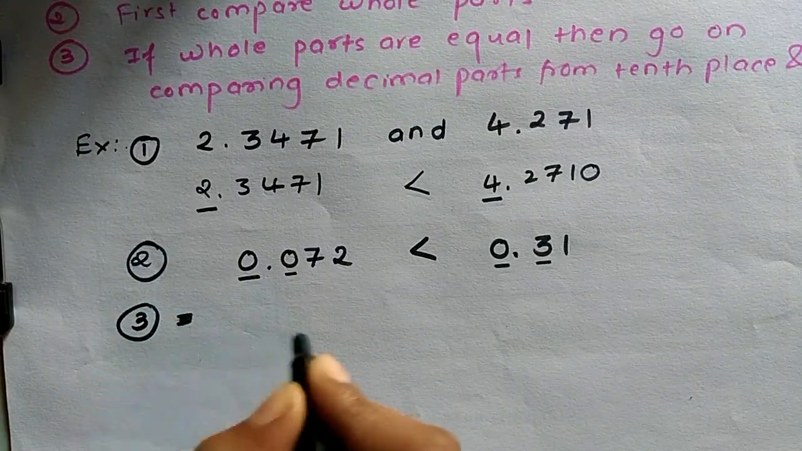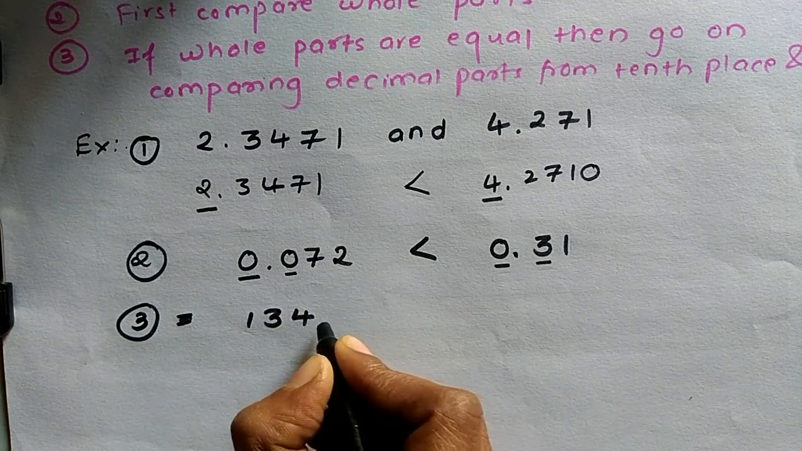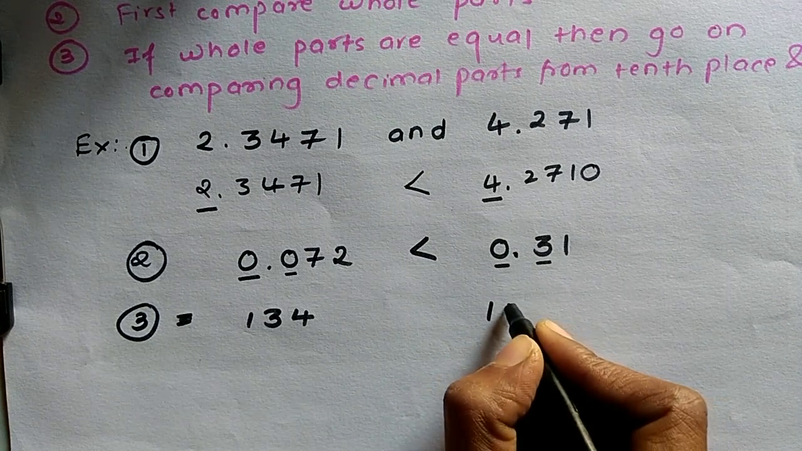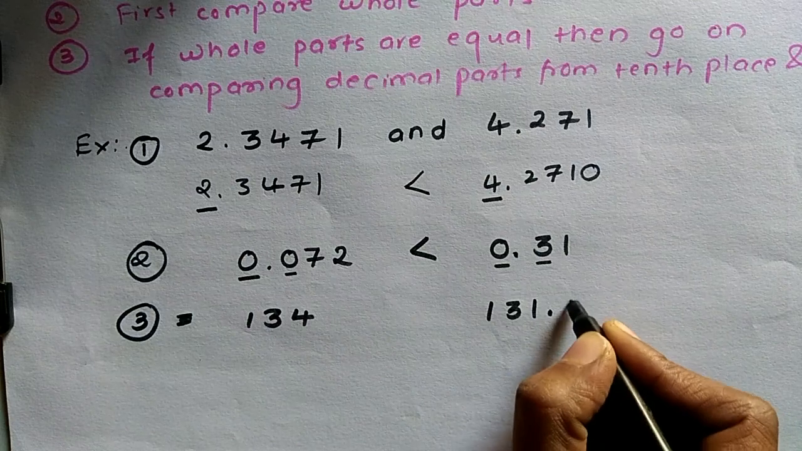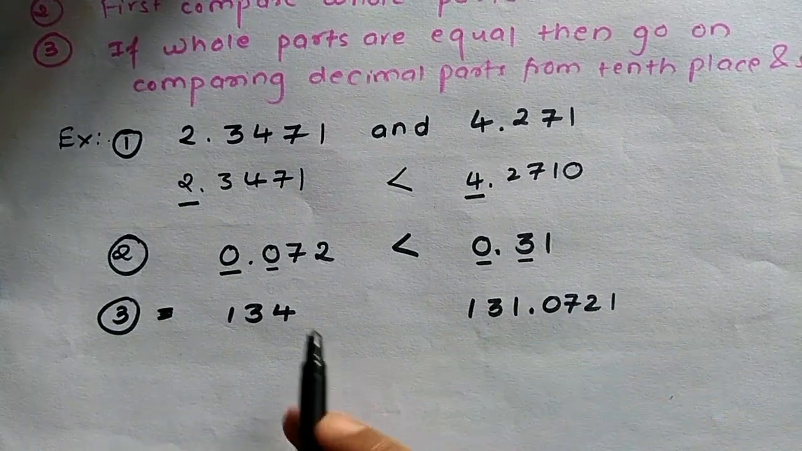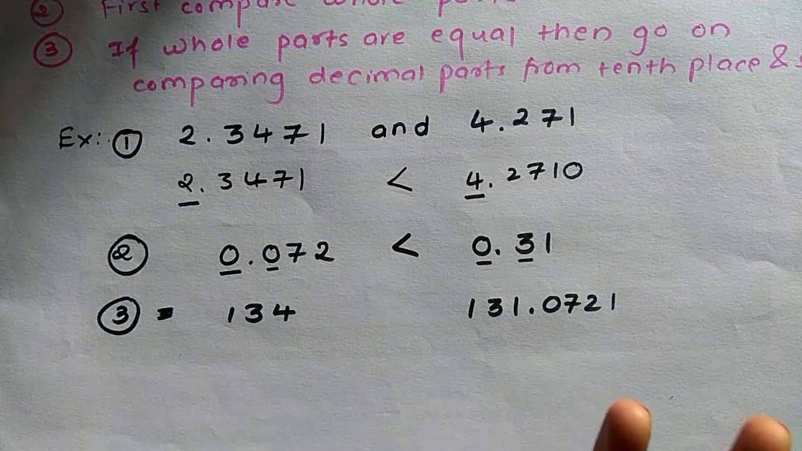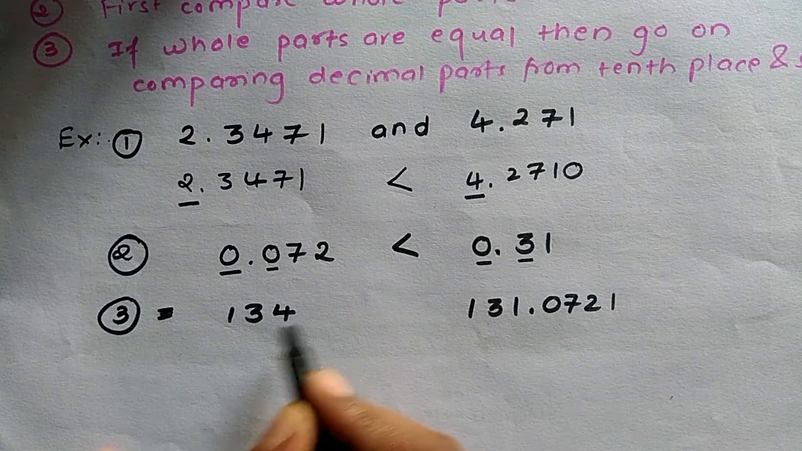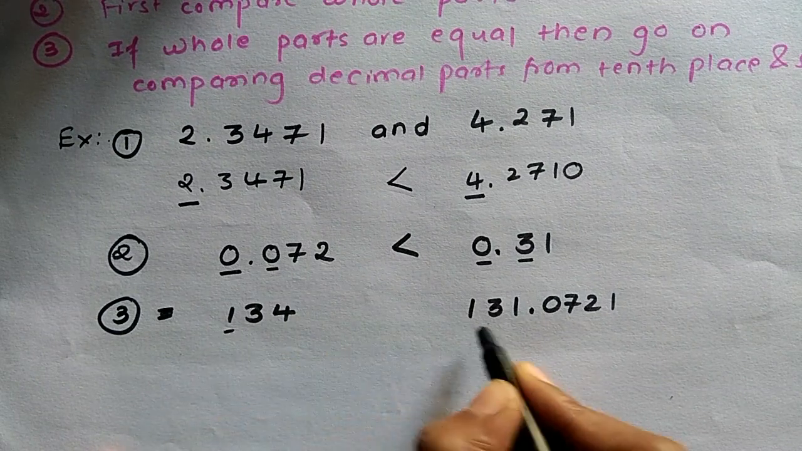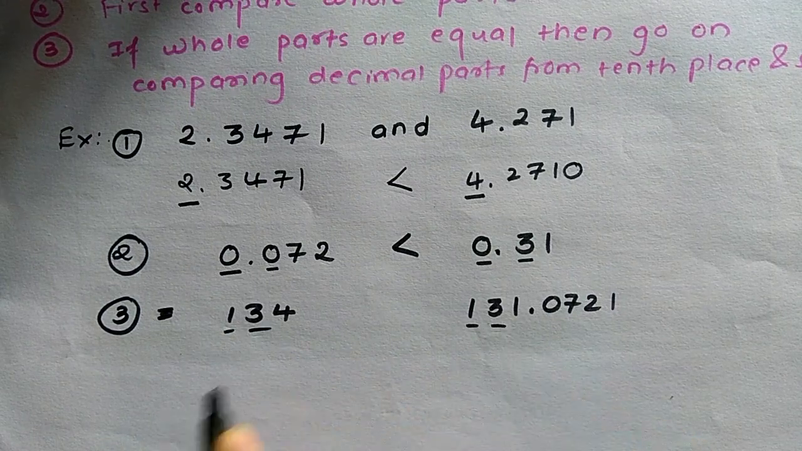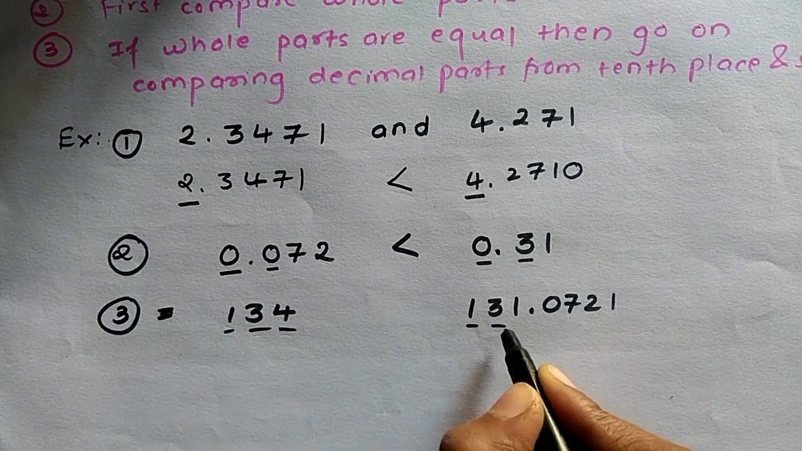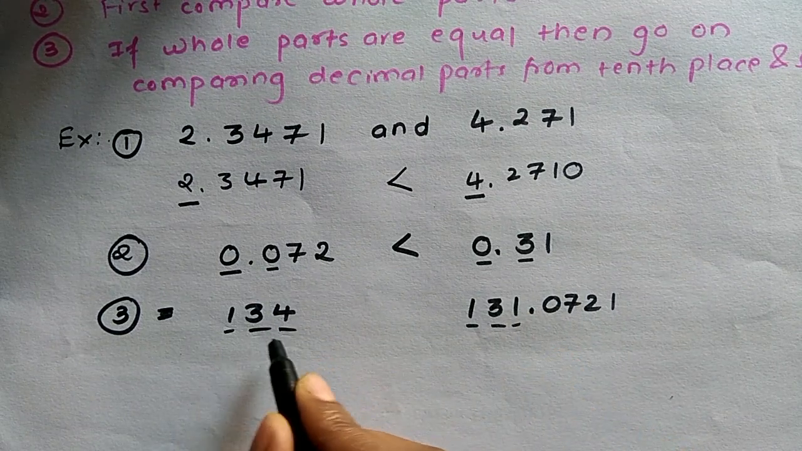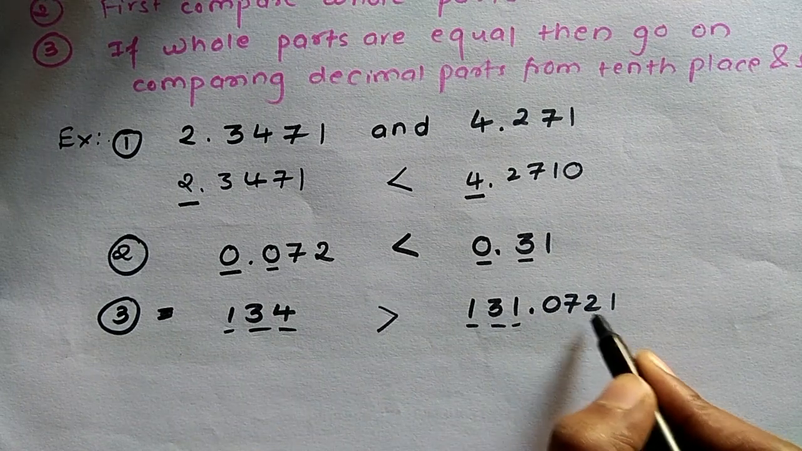Now let us take some more examples. So you can see here we have the whole part. You can convert into like decimals or not, it depends on you. Here we don't have the decimal, isn't it? So we'll compare the whole part. This comes in 100s place, 100s place same. 10s place, 10s place same. Then this is 1s place, 1s place. Here you can see 4 and here we have 1. So obviously 4 is greater. So 134 is greater than 131.0721.